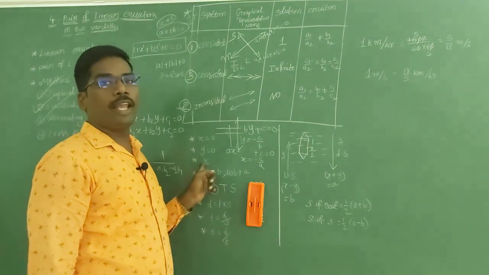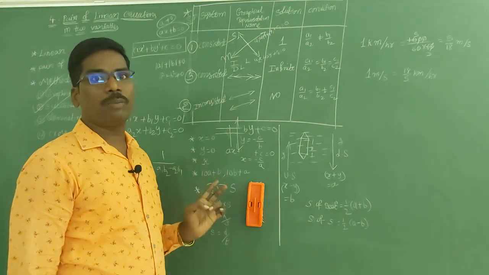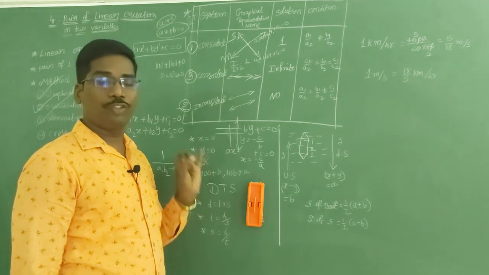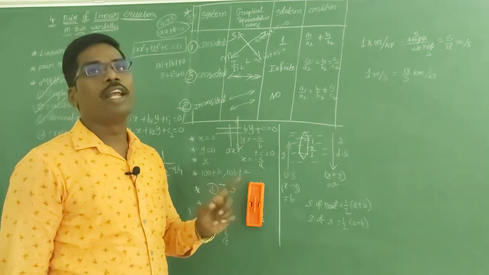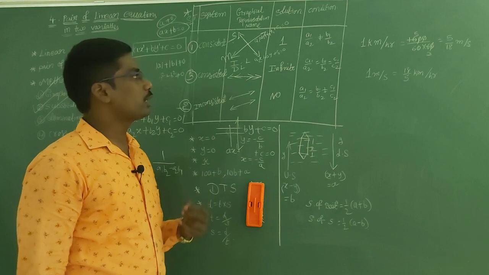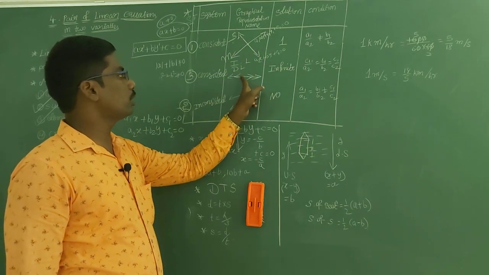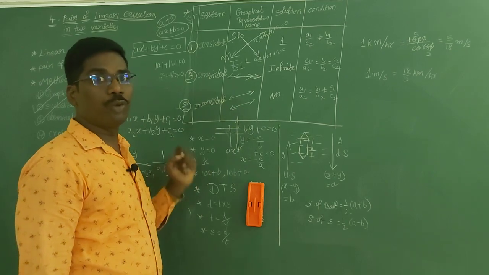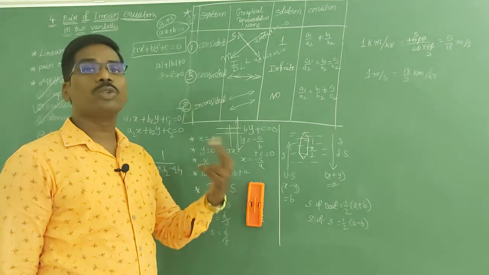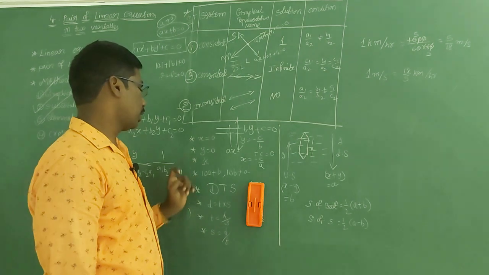And if you multiply one equation by k, then the two lines are coincident lines. These are intersecting lines, these are coincident lines, these are the parallel lines. So if you multiply one equation by k, then the two equations are coincident to each other.